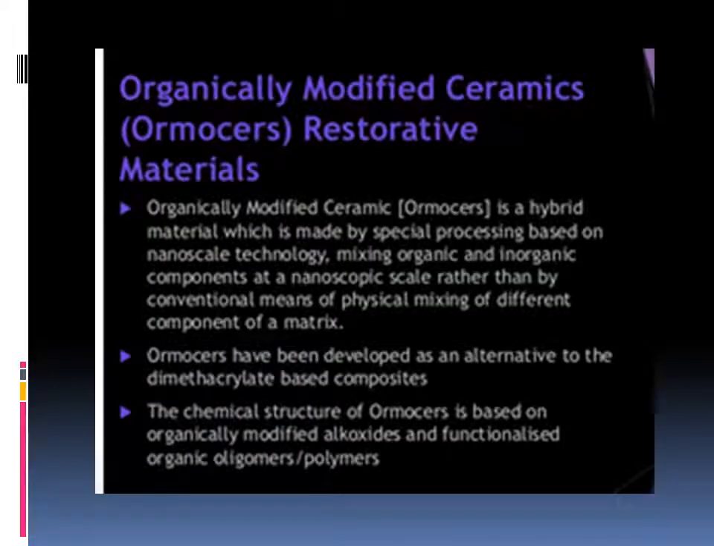Then we have the ormocers. In this case, the ormocers or the organically modified ceramics are a hybrid of basically ceramics and composites. So they mix the organic and inorganic components at a nanoscopic scale, and they have been developed as an alternative to the dimethacrylate based composites. And the chemical structure is based on organically modified alkoxides and functionalized organic oligomers.